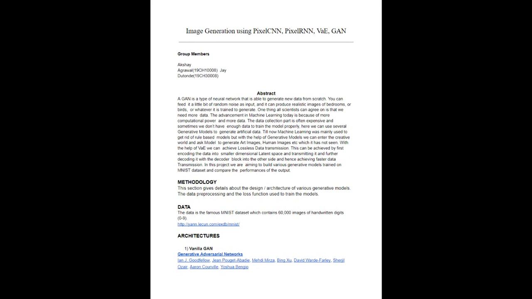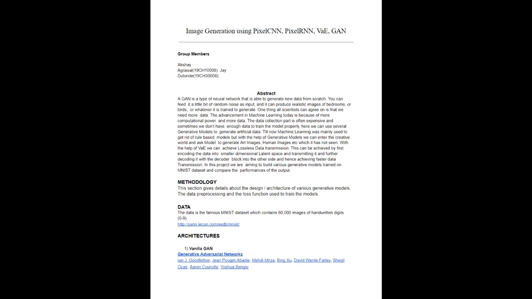Methodology. This section gives detail about the design and architecture of various generative models, the data pre-processing techniques, and the loss function used to train the models. First, let's talk about the dataset. The dataset is the famous MNIST dataset, which contains 60,000 images of handwritten digits from 0 to 9.